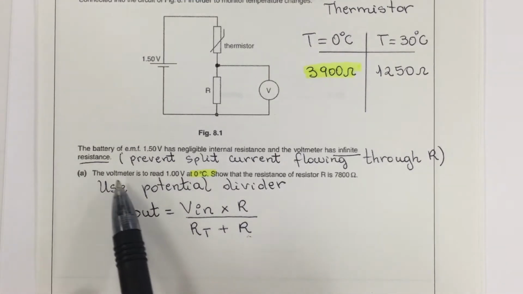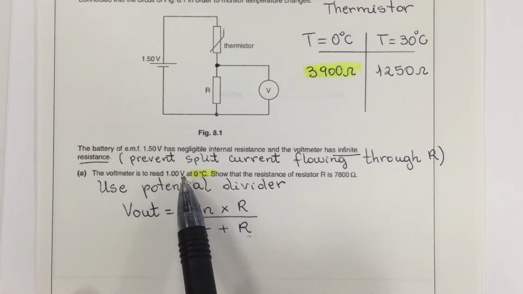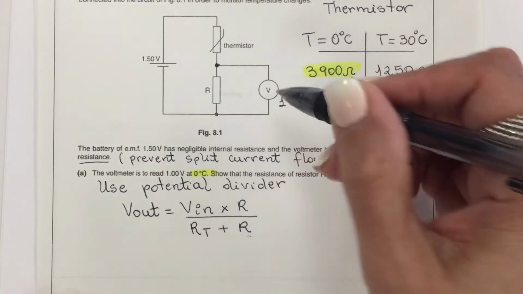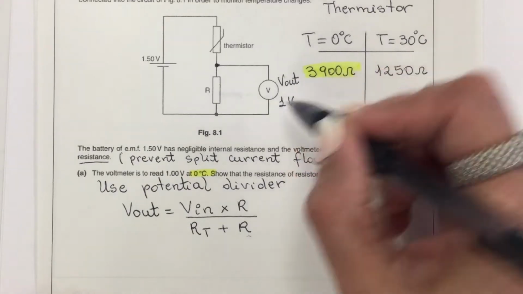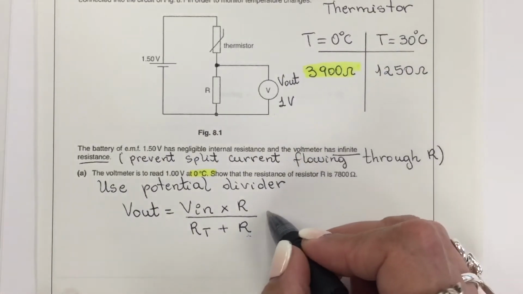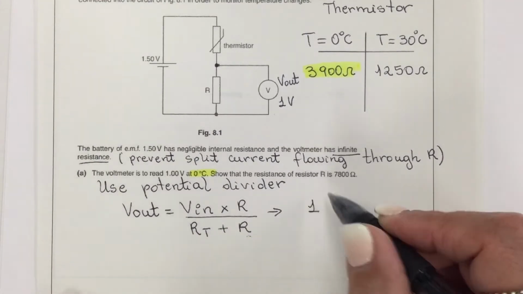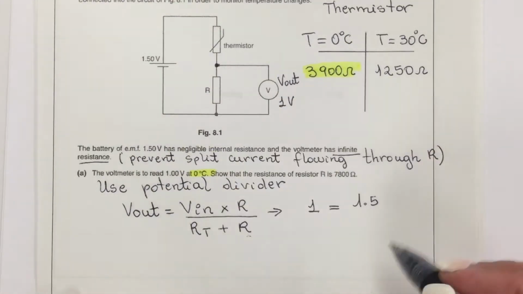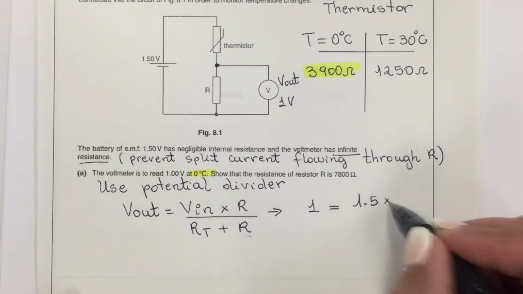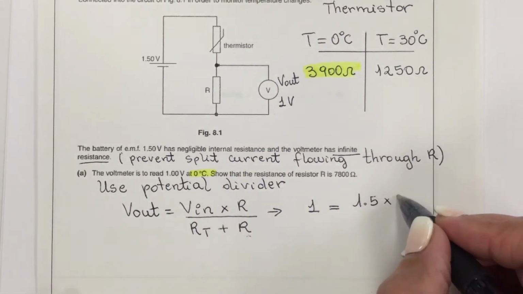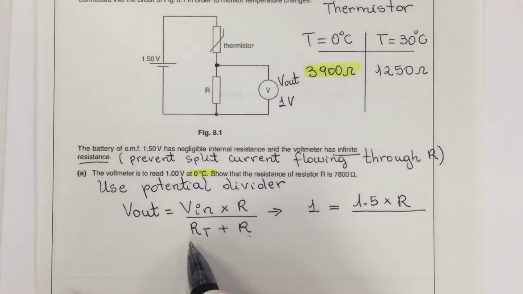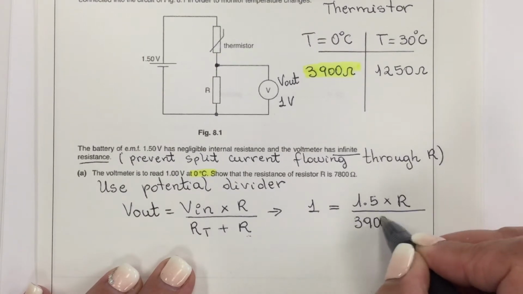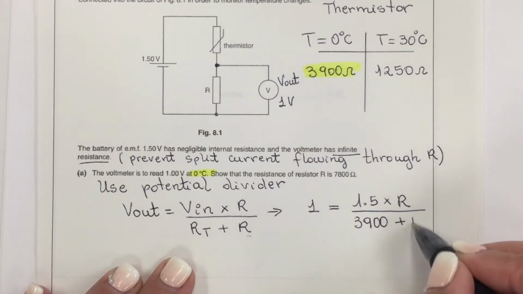Now here this problem says the voltmeter is to read 1 volt. So this here is 1 volt and this is my output voltage right here. So then I can say that my output voltage is 1 volt and my input voltage is 1.5 volts. And my R is what I'm looking for, R. And my RT I'm using for 0 degrees Celsius, 3,900 ohms plus my R.